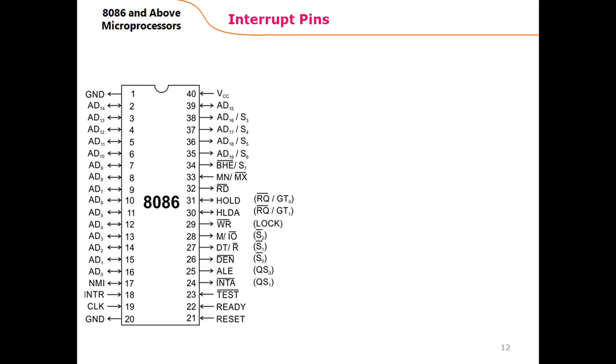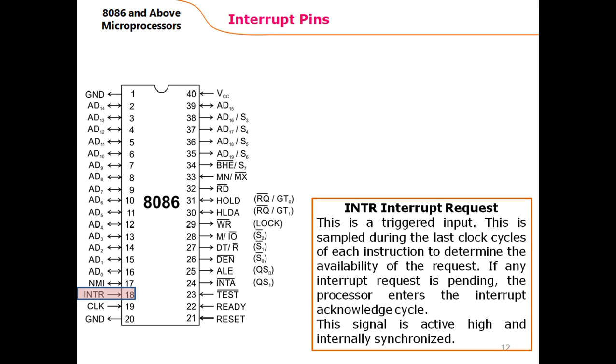Here are the pins used in the 8086 microprocessor, but these pins are available in the later microprocessors as well. The 8086 microprocessor is given with 40 pins in dual inline package form. In this package form, the microprocessor has 20 pins on one side and 20 pins on the other side. So the hardware pin interrupt request is shown here.